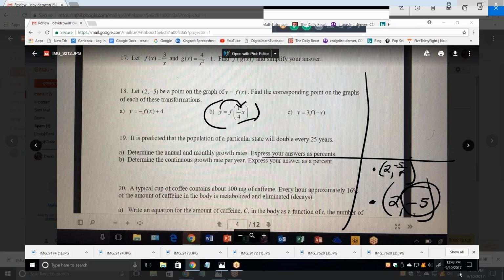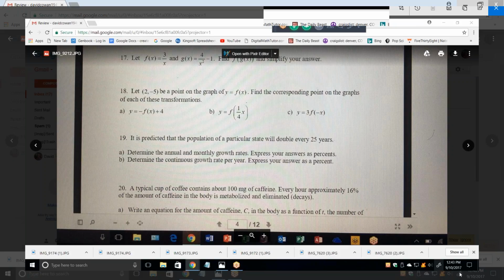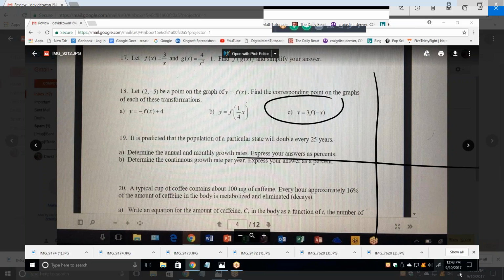In other words, if you're not sure, plug in 2 for x. When you plug in 2 for x, you still get an x value of 2, but you get a y value of -5/4, not -5. Okay? In other words, these transformations, some of them work only on the x, some of them work only on the y, some of them work on both.